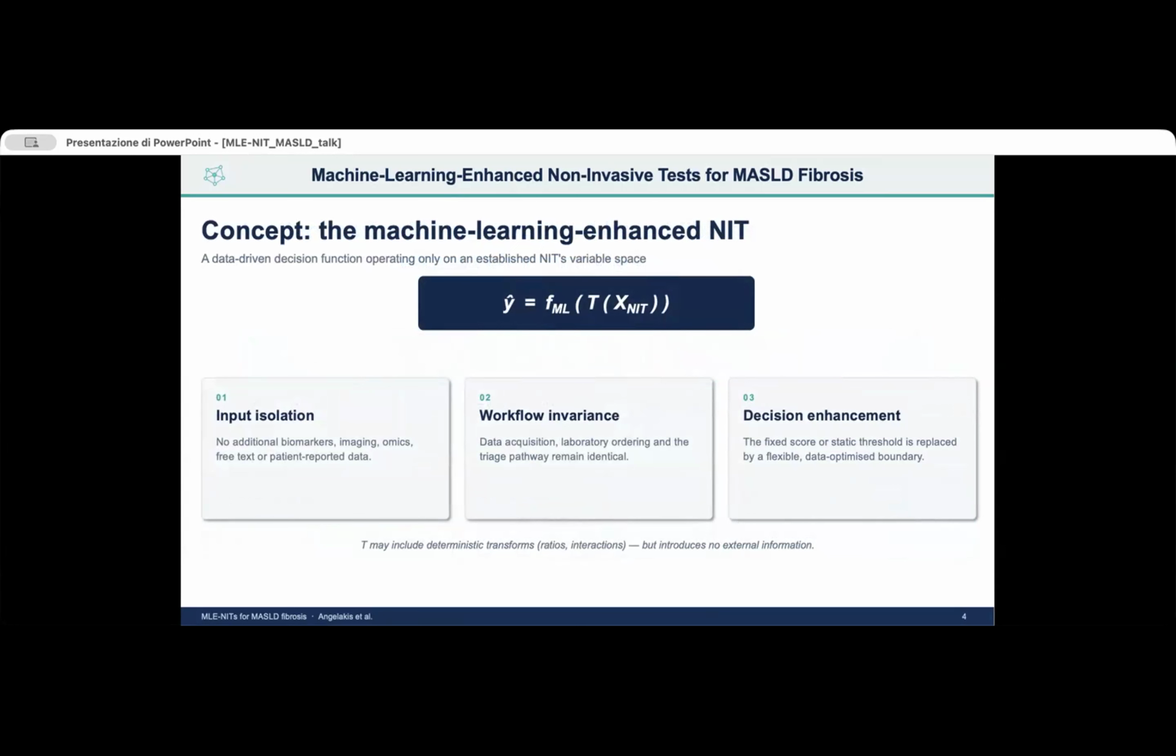This motivated what we call a machine learning enhanced non-invasive test. The concept is more or less straightforward. Instead of replacing an established clinical score, we replace only its decision mechanism. Many AI studies, for instance, improve performance by adding more data. This is perfectly reasonable scientifically, but it also changes clinical workflows. Our goal is a little bit different. We want to introduce an upgrade that can be deployed behind existing clinical pathways, but without requiring a clinician to collect anything new. Formally, it rests on 3 constraints: input isolation, workflow invariance, and decision enhancement.